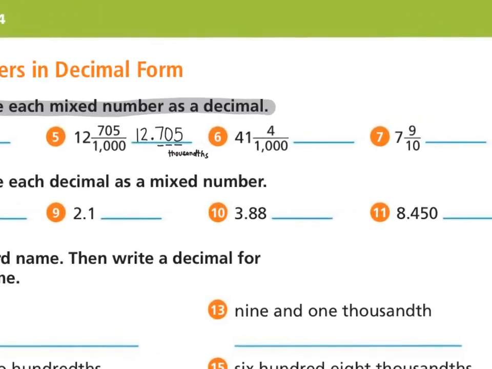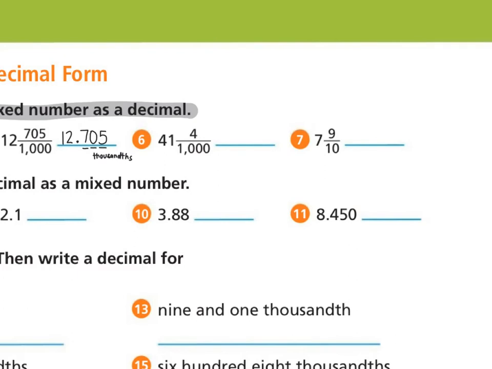I want you guys to try number 6 and 7 on your own and see how you do. Pause this video and then press play when you're ready to check your work. Number 6 is a bit challenging. I'm hoping that you got it correct. Let's see how you did. If you read it out loud, you should have read 41 and 4 thousandths.